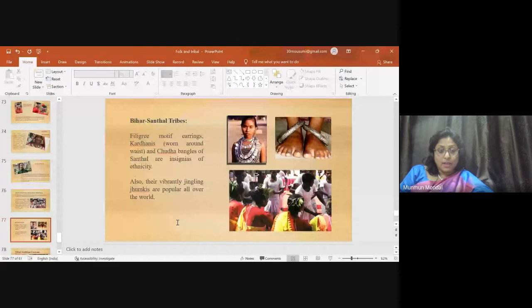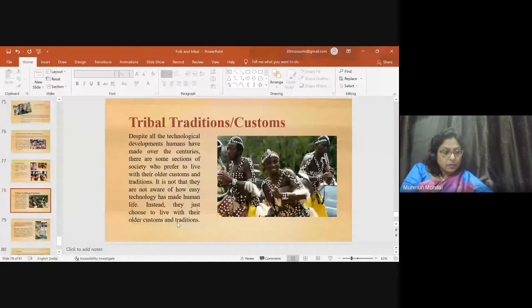Then I will move to the tribal traditions and costumes. Despite the technological developments humans have made over the centuries, there are some sections of society who still prefer to live in their own way with old customs and tradition. It is not that they are not aware of how easy technology has made human life, but instead they just choose to be very simple.